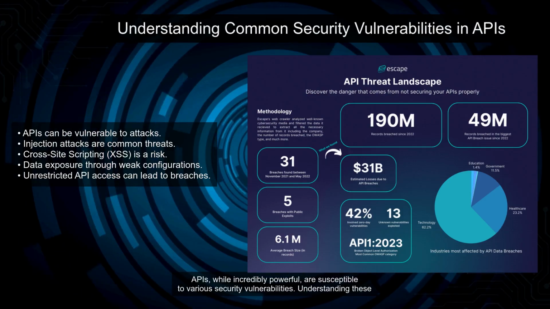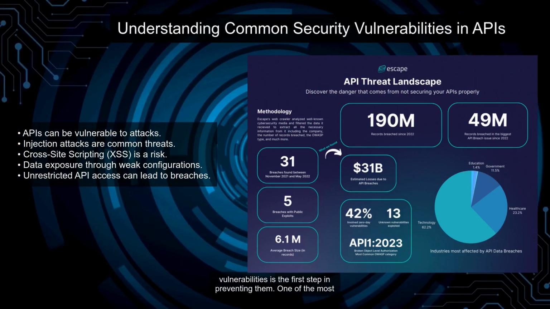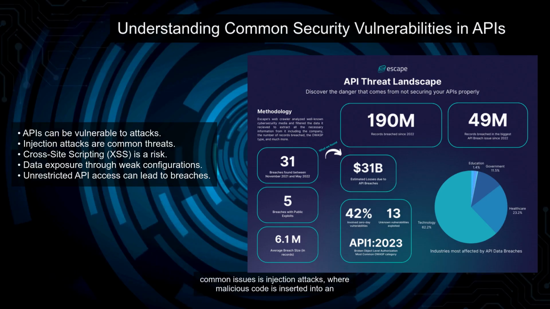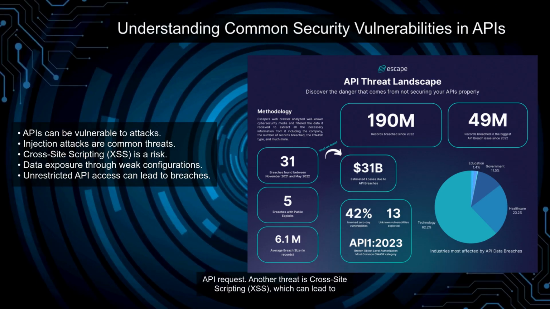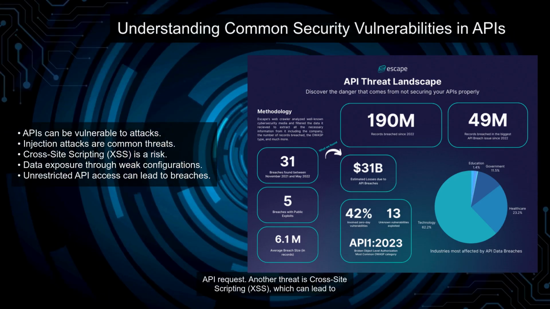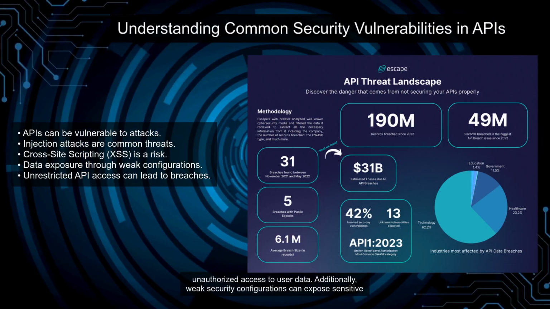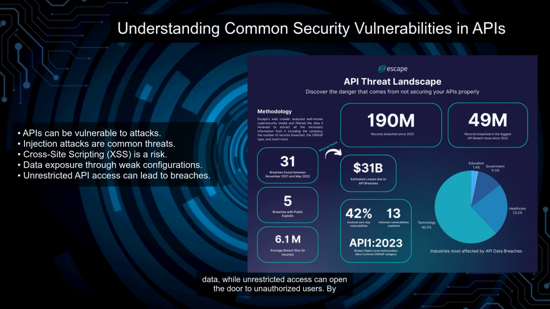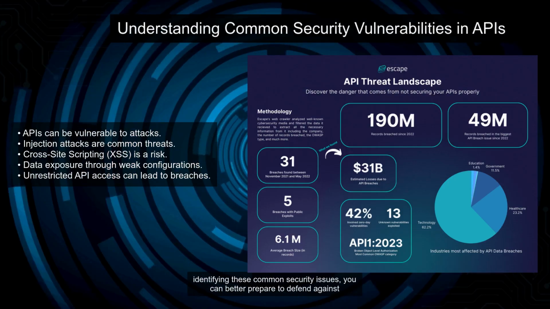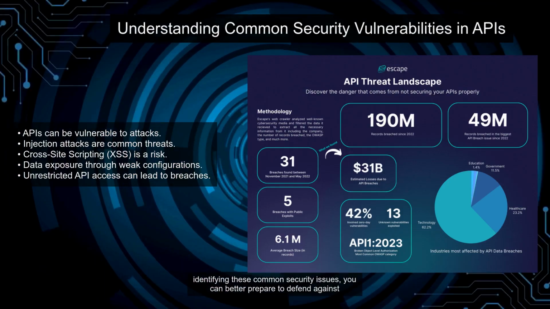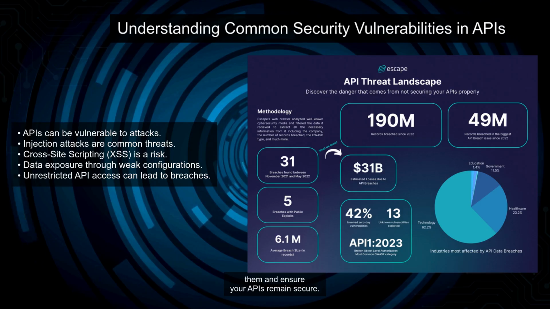APIs, while incredibly powerful, are susceptible to various security vulnerabilities. Understanding these vulnerabilities is the first step in preventing them. One of the most common issues is injection attacks, where malicious code is inserted into an API request. Another threat is cross-site scripting, XSS, which can lead to unauthorized access to user data. Additionally, weak security configurations can expose sensitive data, while unrestricted access can open the door to unauthorized users. By identifying these common security issues, you can better prepare to defend against them and ensure your APIs remain secure.